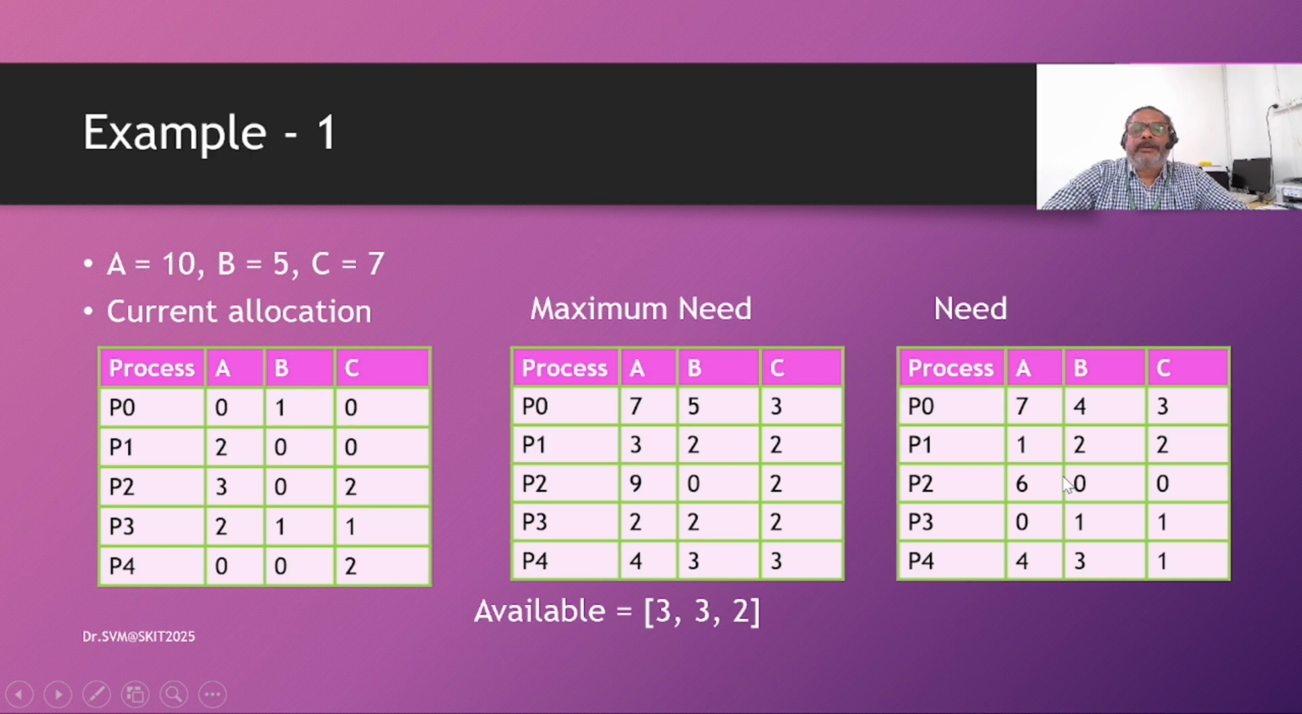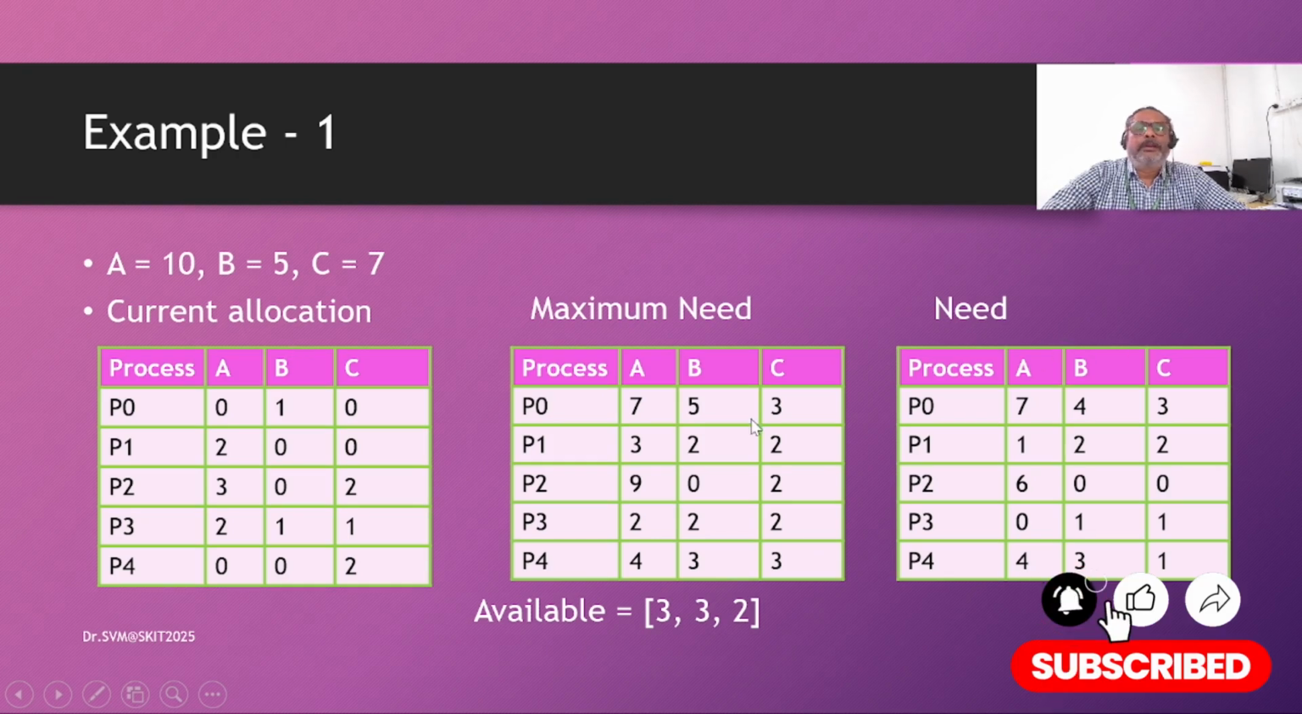Now at this instant, what else is missing? We wanted 7 maximum for A, nothing is allocated, therefore in future we require 7. We wanted 5 of B for P0, 1 is allocated, so 4 more are required. So maximum minus current allocation will be the need. Just subtract this matrix from this matrix to get this matrix. Done. So these are already allocated, this is the maximum, and this matrix is the need.